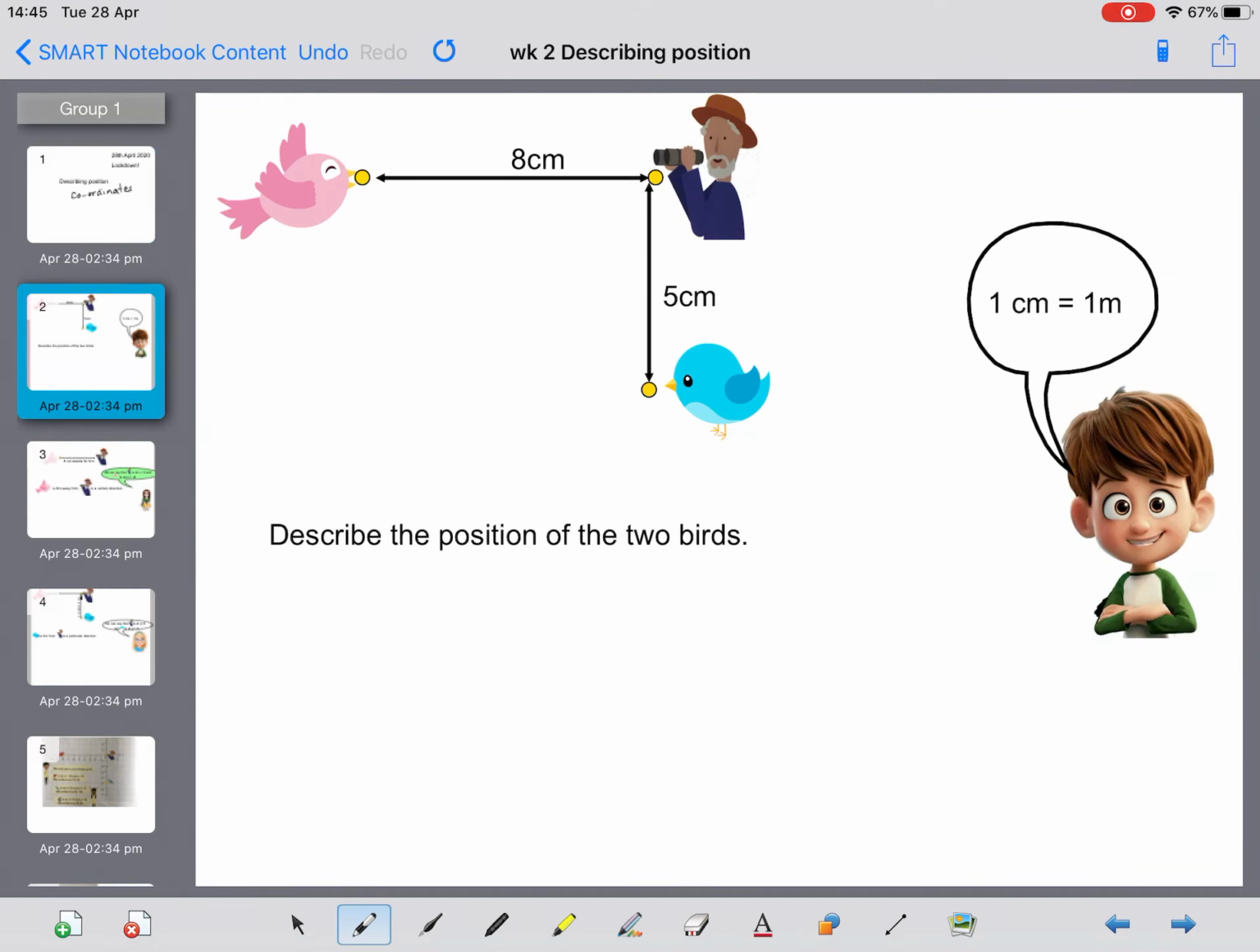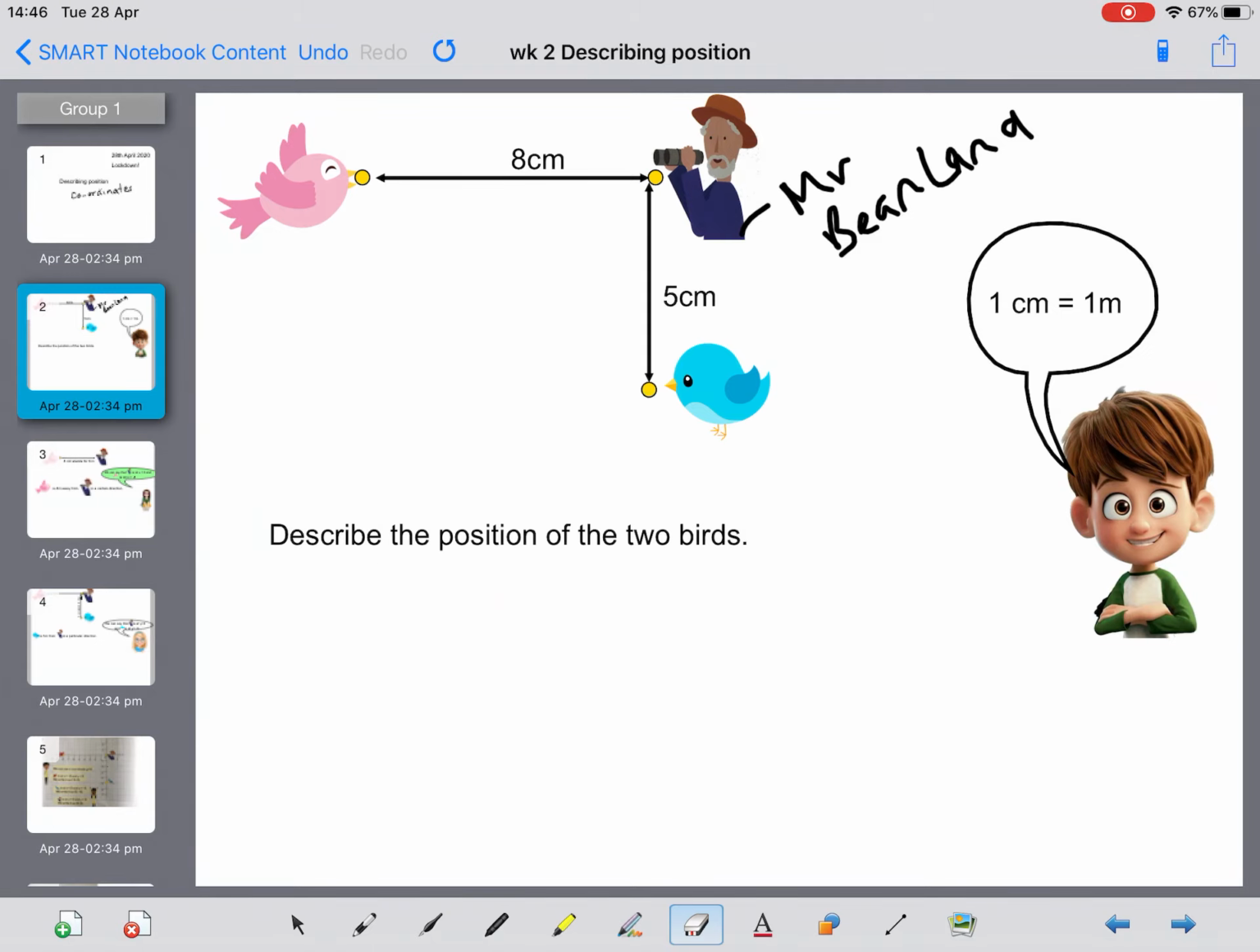So, let's look at this diagram here. We've got the pink bird, we've got, I think that's Mr. Beanland. After lockdown, he's let his hair grow, he's let his beard grow. And then we've got a blue bird. This one is far away that way, and this one is down there. The question says, describe the position of the two birds.